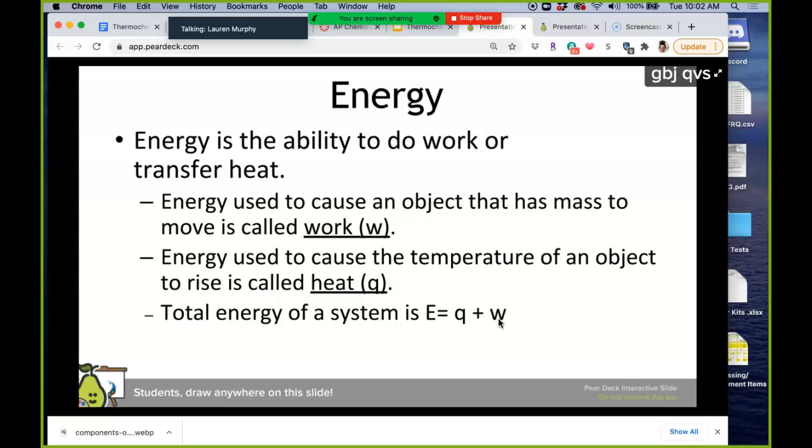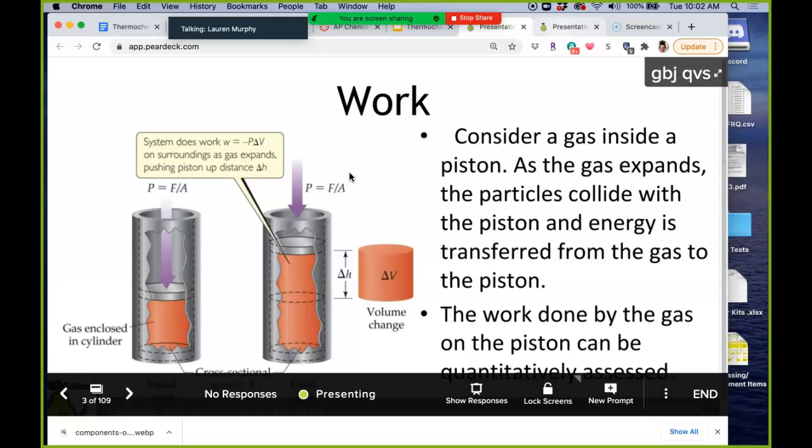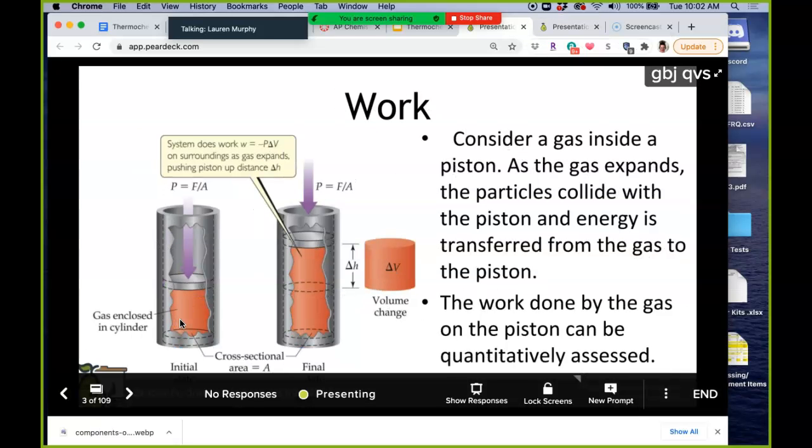But I just need you to know that energy in nature is not just made up of heat. There's also something called work. So let's talk a little bit about work. Consider a gas in this container. There's some sort of gas in here, and there's this little thing right here called a piston, and the piston has the ability to move. So this is not a rigid container. The container might be rigid, but this piston can move up and down.